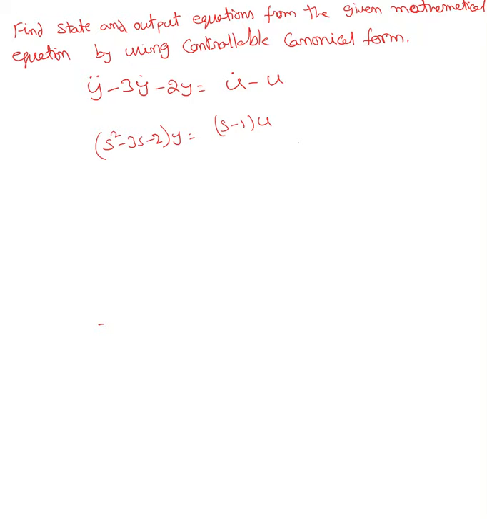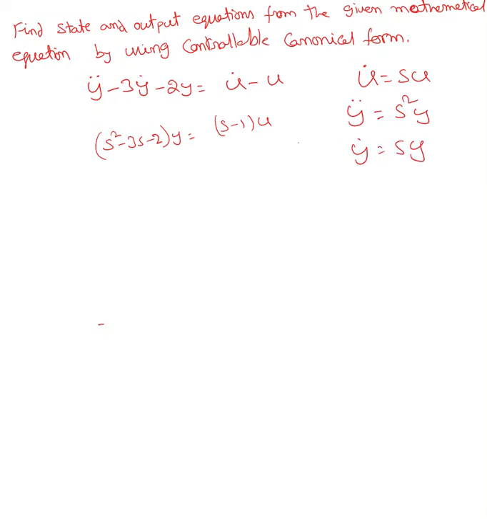Anyway, when we convert this into the s domain, we will end up with s square minus 3s minus 2 times y equal to s minus 1 times u. Basically, u dot you can write as s times u. That's how I got this mathematical equation. Same way, y double dot equals s square times y, and y dot equals s times y.